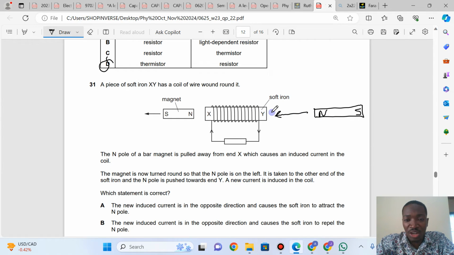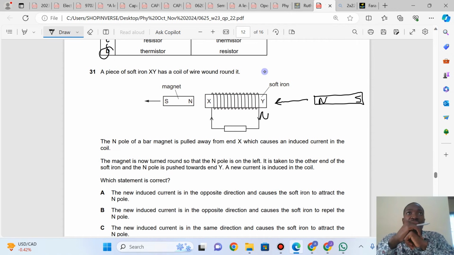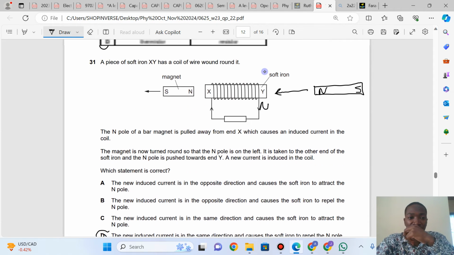It is a north pole, so that there will be repulsion. It is the repulsion that will oppose the movement of this magnet to the left. So it is a north pole that will be induced here, so that the north pole can be opposing or repelling this magnet, while I will be forcing the magnet to move this way. So let's see. The new induced current is in the same direction, yes, and causes the soft iron to repel the north pole. Yes, it will cause the soft iron to repel the north pole. That simply means the correct answer to number 31 is D.